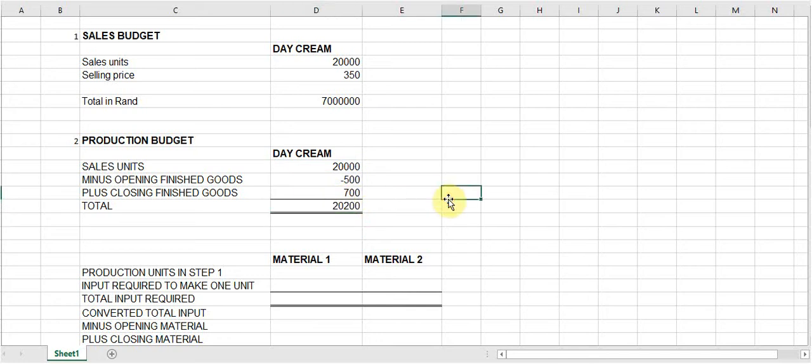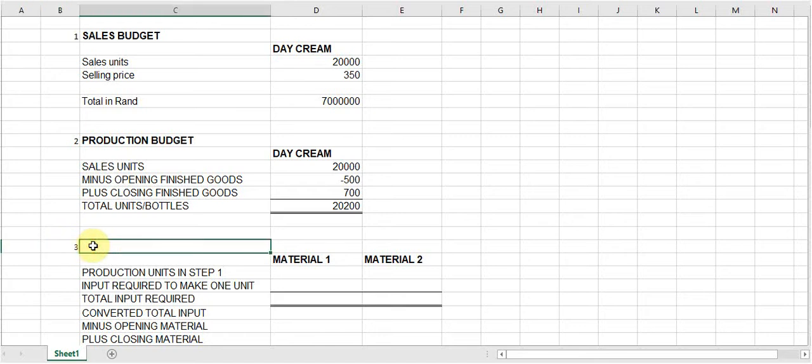Right, so our production budget is 20,200, and this is representative of the total units, in this instance the total bottles that need to be produced. In the third required part, we need to do the material purchases.